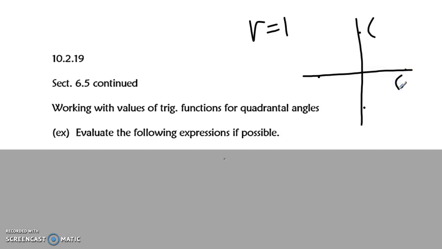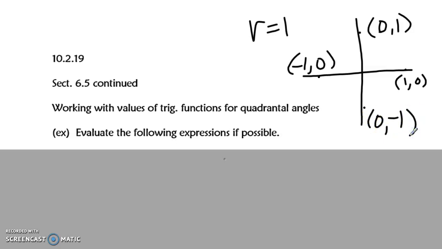The point that we would be working with on the right would be 1, 0. Then the point on the positive y-axis would be 0, 1. The point on the negative x-axis would be negative 1, 0. And then the point on the negative y-axis would be 0, negative 1. So we're going to be using one of those 4 points to give us x and y. R is always 1 in these cases.